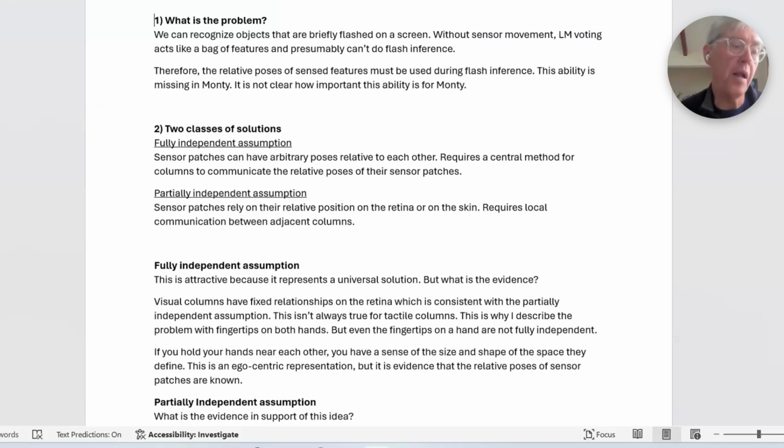If we allow even a small amount of movement, we're no longer a bag of features. And so it's not like Monty's useless. In fact, in the frameworks paper, we showed how just a few movements can really make a big difference in voting. Anyway, if we assume no movements, then it's like a bag of features, and then you presumably couldn't do any of the things that you guys are just doing. So therefore, the relative poses of sensed features must be used during flash inference. That's a logical conclusion, I think. Unless my logic is wrong, this ability is missing in Monty.